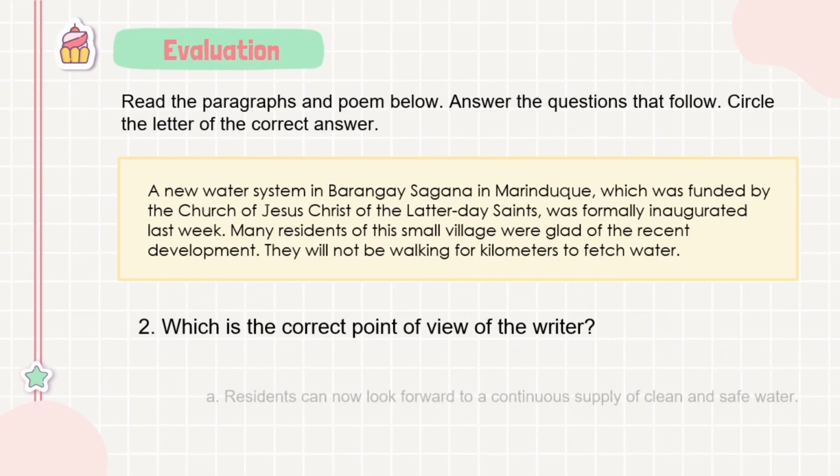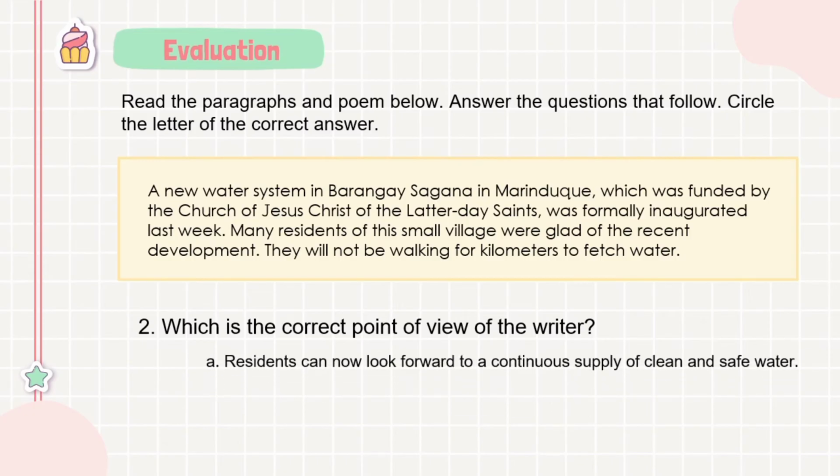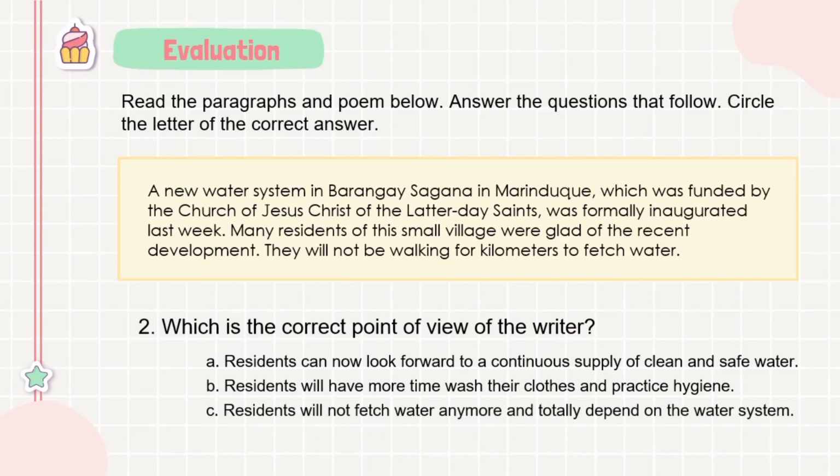Is it A, residents can now look forward to a continuous supply of clean and safe water? B, residents will have more time to wash their clothes and practice hygiene? Or C, residents will not fetch water anymore and totally depend on the water system? Okay, how about number 3?